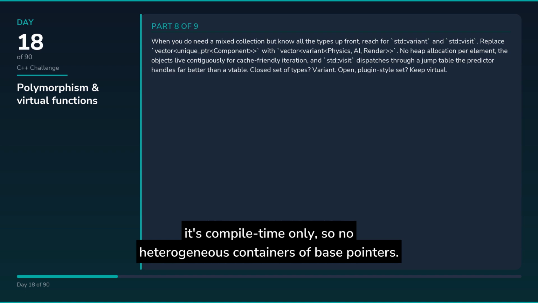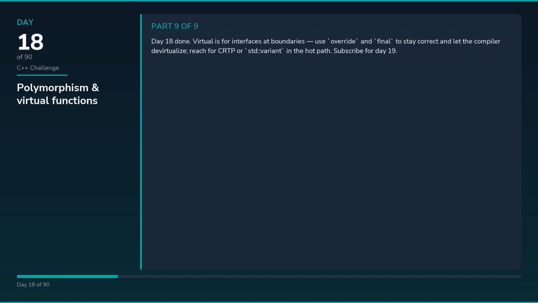Day 18 done. Virtual is for interfaces at boundaries, use override and final to stay correct and let the compiler devirtualize, reach for CRTP or std::variant in the hot path.